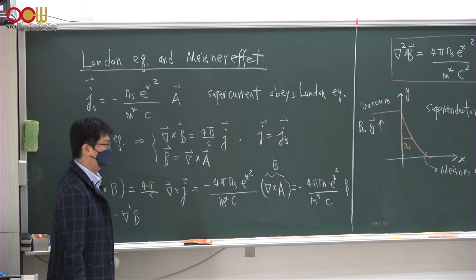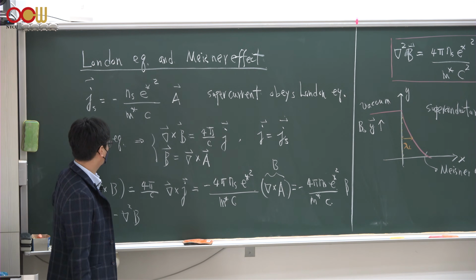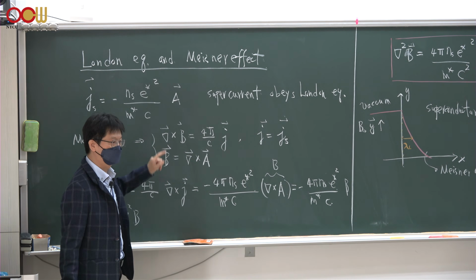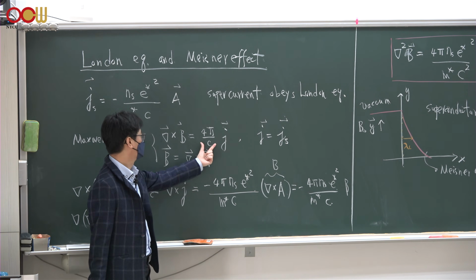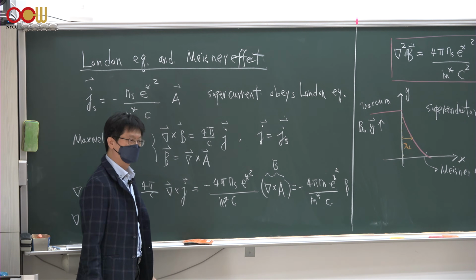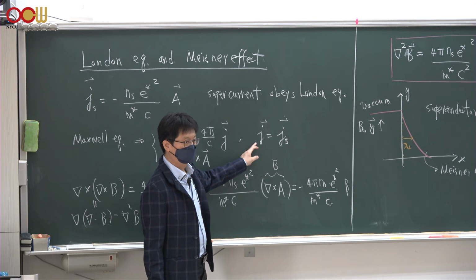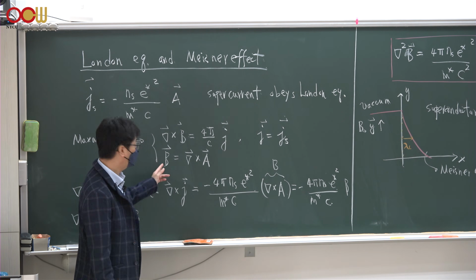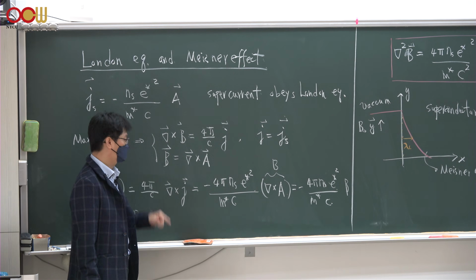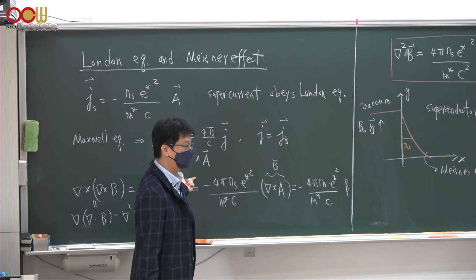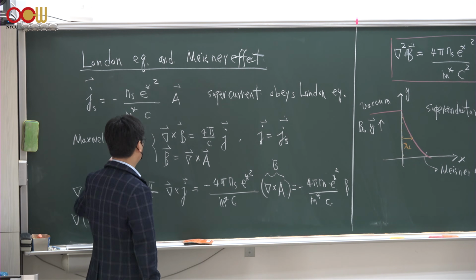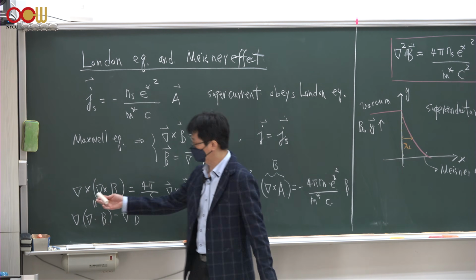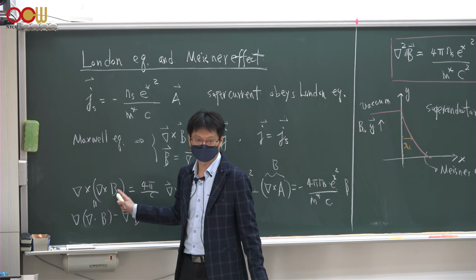To derive the Meissner effect, we need to take advantage of the Maxwell equation that we are all familiar with. One of the Maxwell equations says that the curl of B is 4 pi over c times the charge current J. Here J in the superconducting state is the supercurrent vector, Js. We also know that the magnetic field B is related to the vector potential by the curl of A. Then we could combine all these relations and calculate this double curl of B, which is the curl of the curl of B.